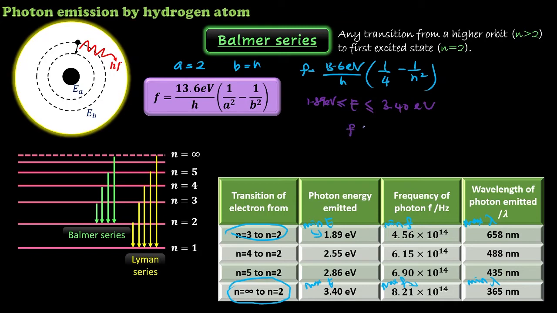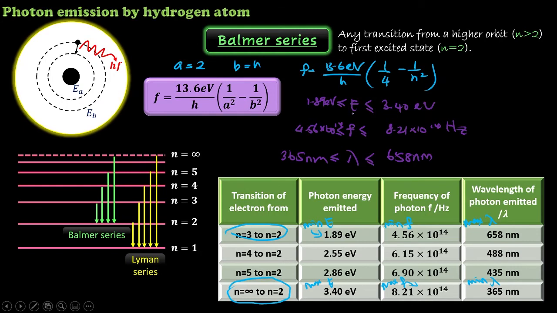And then the frequency will fall between 4.56 times 10 to the power 14 to 8.21 times 10 to the power 14 hertz, while lambda must fall between 658 nanometer and 365 nanometer. So it must be produced within this range. The photons that are emitted through the Balmer series are in this range.